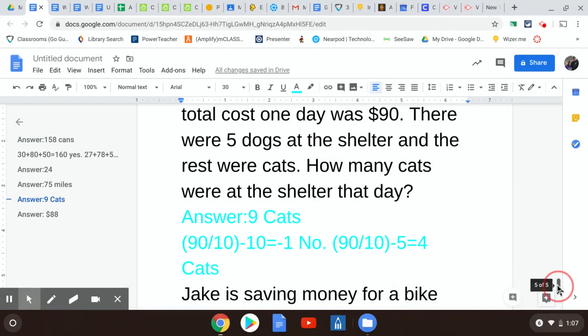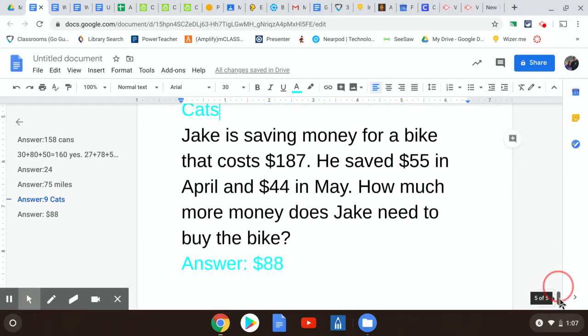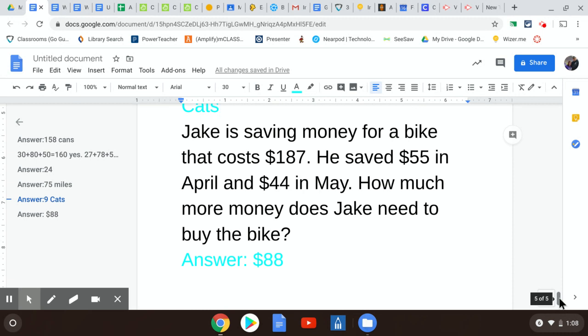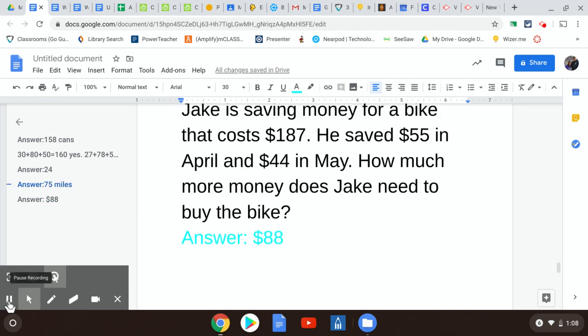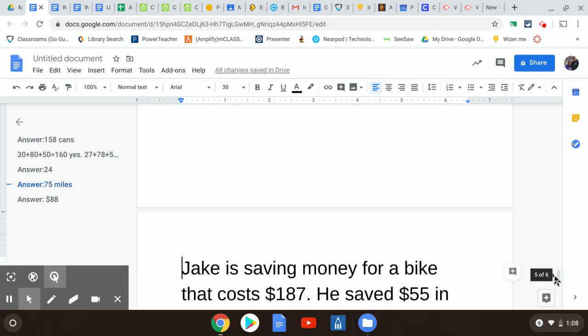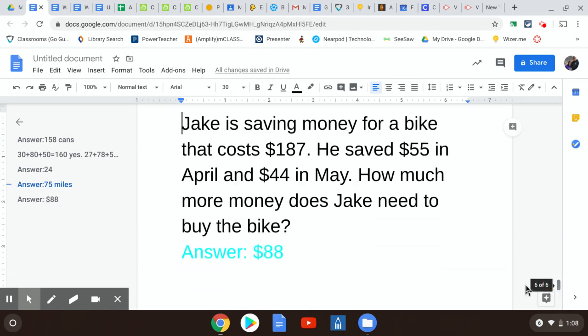Okay, last one. It says Jake is saving money for a bike that costs $187. He saved $55 in April and $44 in May. How much more money does Jake need to buy the bike? Okay, this one is kind of confusing too, so I'll help you on this one. So, I'm going to drop this down really fast, so give me 1 second. Okay, there we go. So, we have 187 as our total.